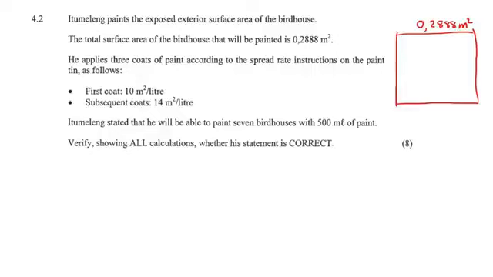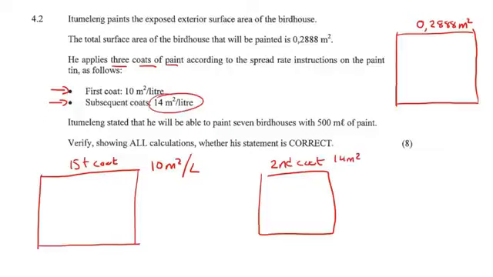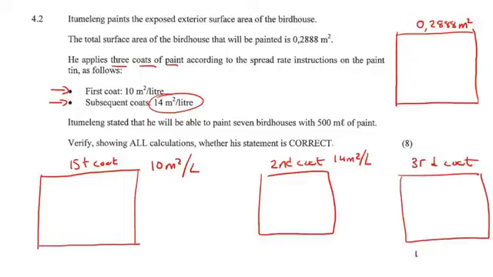And we know that he's going to apply 3 coats of paint. So he's going to do a first coat and then a subsequent. Subsequent means the remaining coats. So the first coat he will apply at 10 meters squared per liter, and then the second coat will be 14 meters squared per liter, and then the third coat will be the same, 14 meters squared per liter.